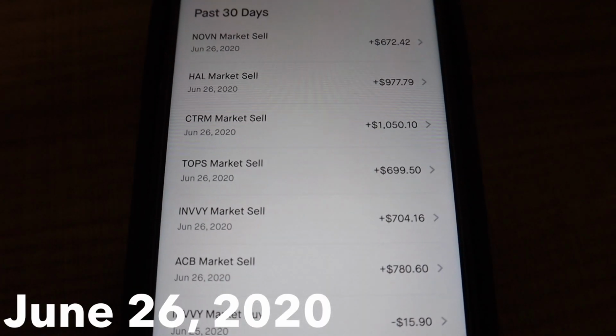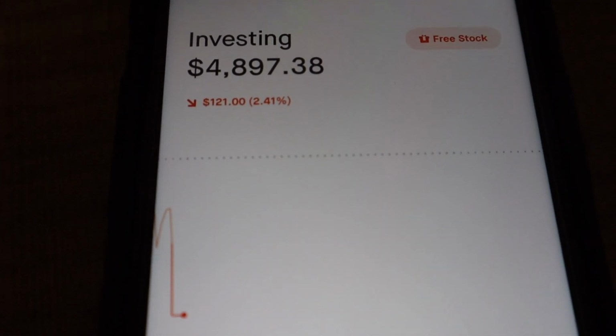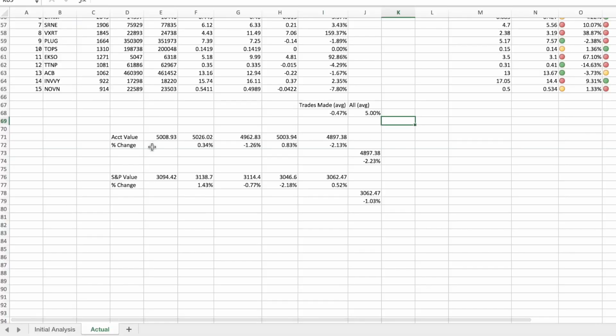Just sold everything today at the open, and it turns out from everything we're down a little over $100, so let's do some analysis on that. We experienced a net loss over the week, and this was worse than the S&P 500, which also went down though, and this can kind of be expected as these are riskier plays, so as the general stock market is going down, it's expected that these probably will go down more.